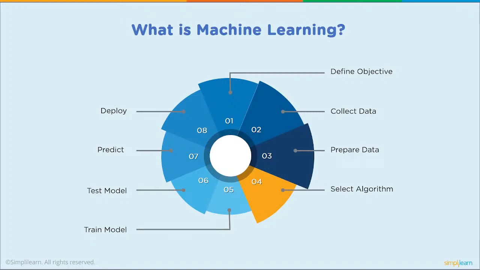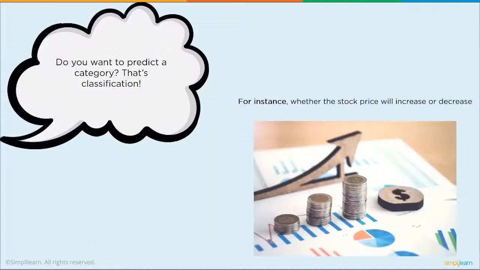And we do have some basic divisions of what machine learning does that are important to know. For instance, do you want to predict a category? Well, if you're categorizing things, that's classification. For instance, whether the stock price will increase or decrease. So in other words, I'm looking for a yes-no answer. Is it going up or is it going down? In that case, we'd actually say, is it going up? True. If it's not going up, it's false, meaning it's going down. This way, it's a yes-no, 0, 1.